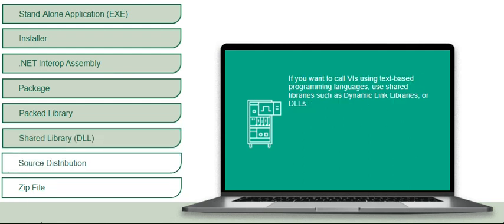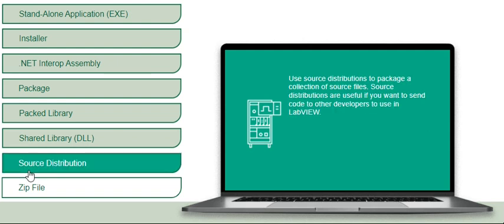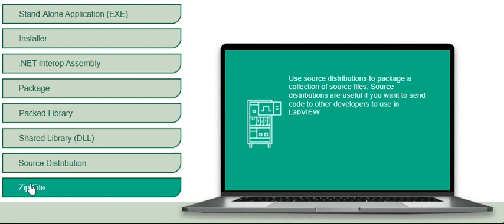Shared library. If you want to call VIs using text-based programming languages, use shared libraries such as dynamic link libraries, or DLLs. Source distributions. Use source distributions to package a collection of source files. Source distributions are useful if you want to send code to other developers to use in LabVIEW.